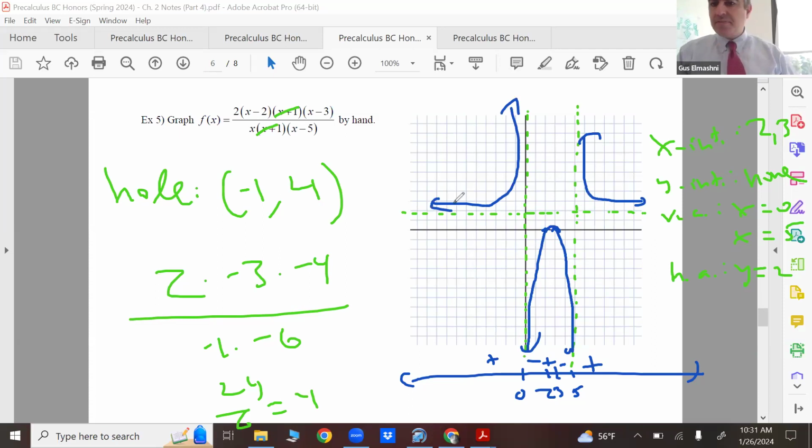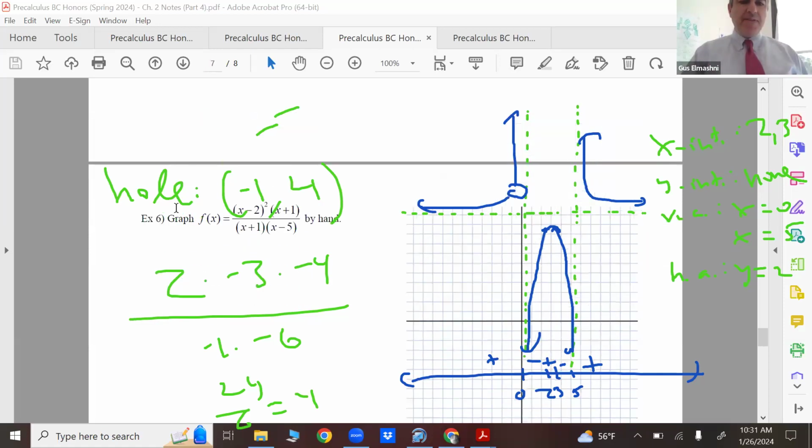There you go. Should we plug the hole? Oh no, we don't plug. Oh, I didn't plug the hole in. Sorry. No, you are correct. I do need to plug in the hole. Thank you. No, I forgot to do that. There we go. My bad. So domain's all real except -1, 0, and 5. And again, I'm not gonna ask for range. I don't know how high that middle part's going, so okay.